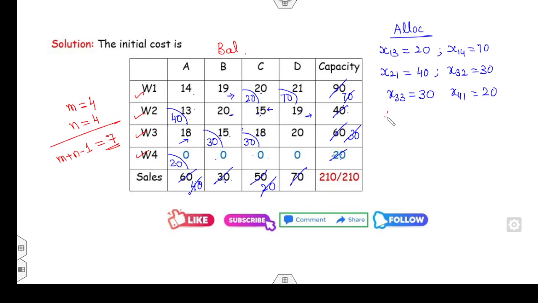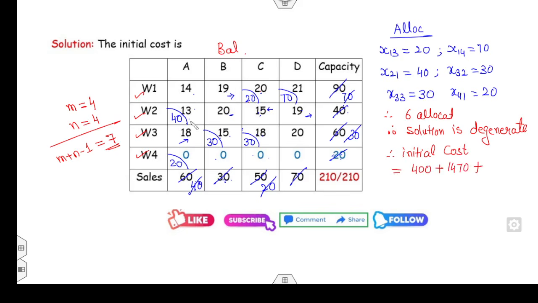How many allocations do you have? You have a total of 6 allocations. Therefore your initial solution is degenerate. Fine, your initial solution is degenerate, and your initial cost is, so you can multiply them. 20 into 20 is 400 plus 1470 plus 14 420 plus 30 into 50 plus 540 plus 0 is the required answer of the problem.